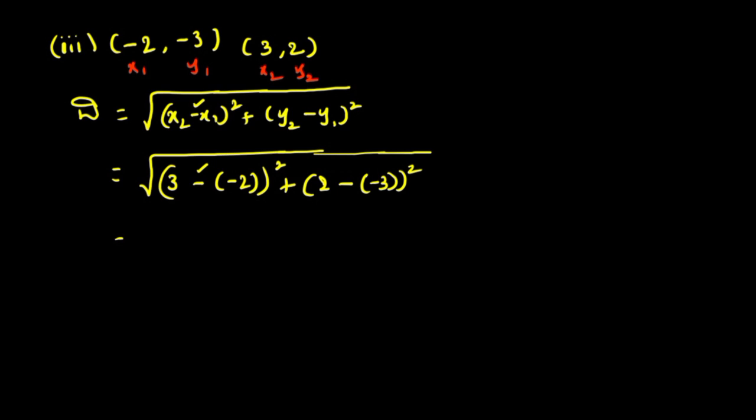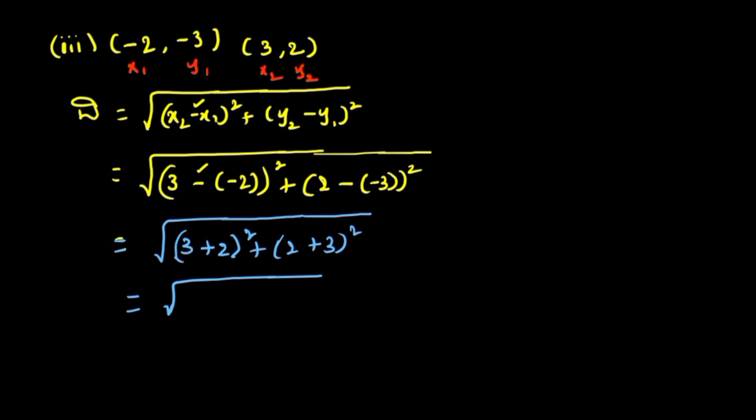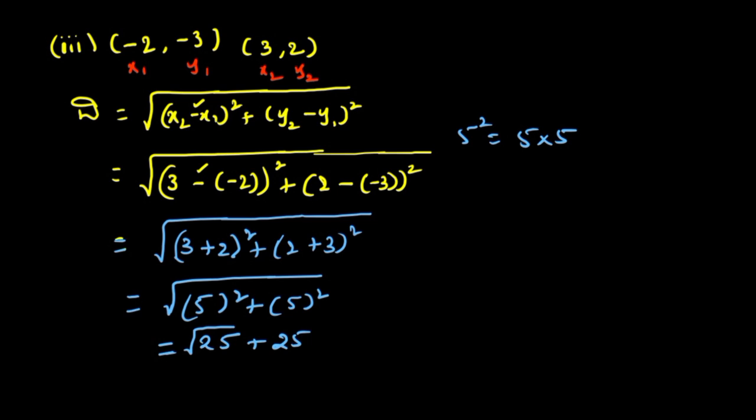So this is equal to, here we get 3 minus of minus, that is plus 2, 3 plus 2 whole square, plus 2 minus of minus, again plus 3, 2 plus 3 whole square, right? Root of 3 plus 2 whole square is 5 square, and 2 plus 3 square is also 5 square. 5 square plus 5 square, 5 square is 25, right? So how do we write the 5 square? It is 5 into 5, so it is 25, and here also again 25, 25 plus 25, root 50. Root 50 is the answer actually.